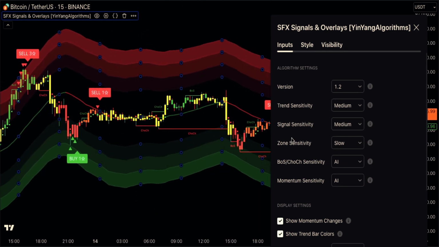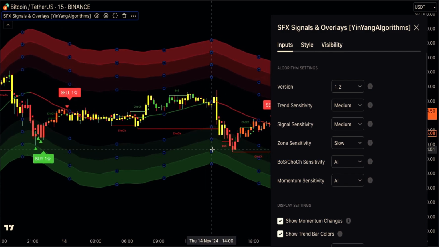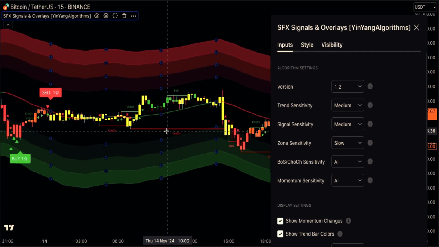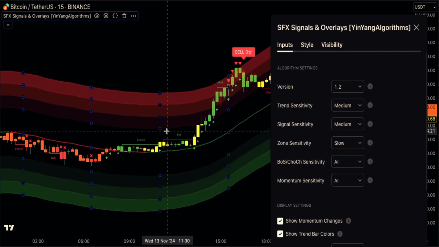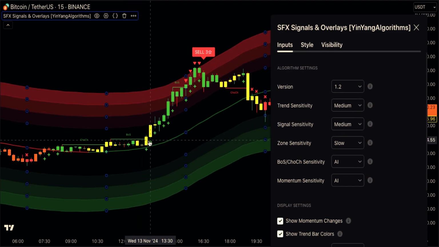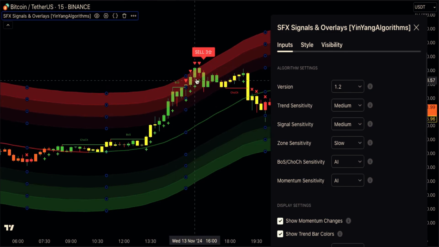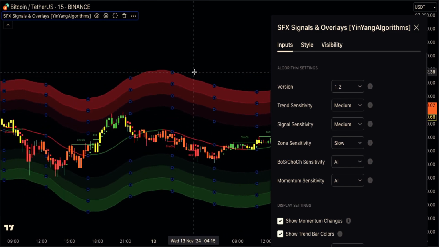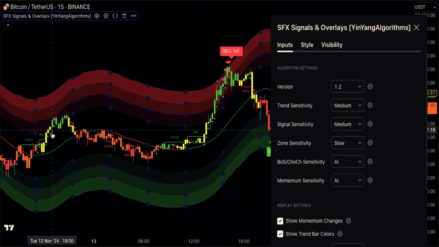Okay, now we're going to go to break of structure and change of character sensitivity. These are the lines drawn here. Your break of structure is essentially a continuation of a trend, meaning it's going to hopefully continue on in that direction. A change of character means a reversal. So, for instance, the change of character here means it's going up. Break of structure means it's going up.